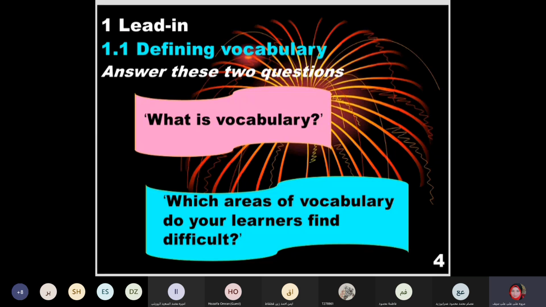Somebody wrote here synonym and antonym. Very good. Yes, write in the chat box. Which areas of vocab do the learners find difficult when they are trying to learn vocab, to understand the vocab, etc.? Write in the chat box. What are the areas, the aspects of vocab that your learners find difficult during the teaching learning process itself? Suffix and prefix, very good. I appreciate that. Thank you very much. What else?